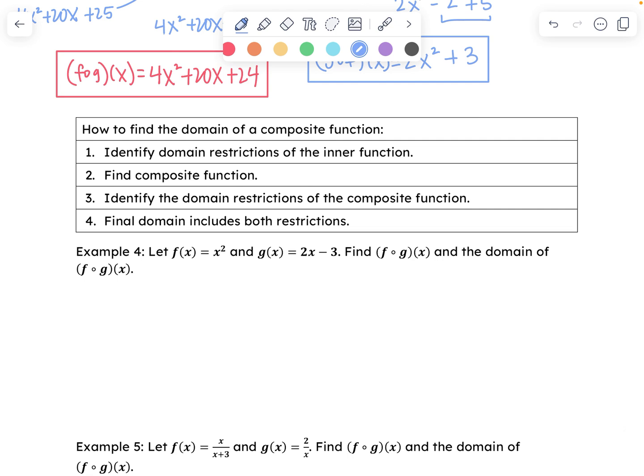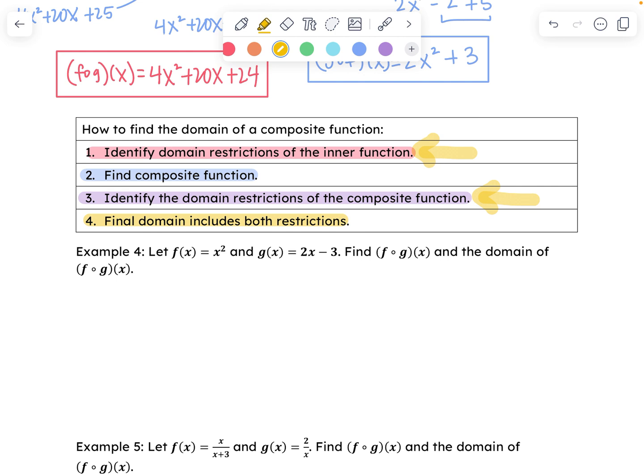So the first step is to identify the domain restrictions of whatever the inner function is. Then you're going to go through and you're going to find the composite function. Then you're going to identify the domain restrictions of the composite function, so all of it together. And then when you write your final answer, you're going to include both restrictions. So that's the restrictions for the inner function and the composite function. You've got to include both restrictions there. So let's practice it. We've got 2 examples left that we're going to practice it with.